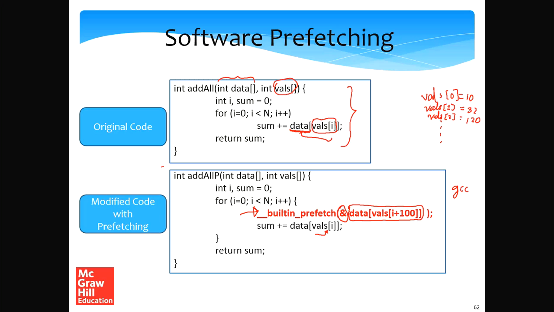Readers can ask a question: when we are close to n, then that value plus 100 will be an invalid value. That is correct. But we can always pass an invalid address to __builtin_prefetch. It will not cause any problems. It will not cause the program to shut down or have a fault or a segmentation fault. So these issues will not happen. So we are pretty much safe.